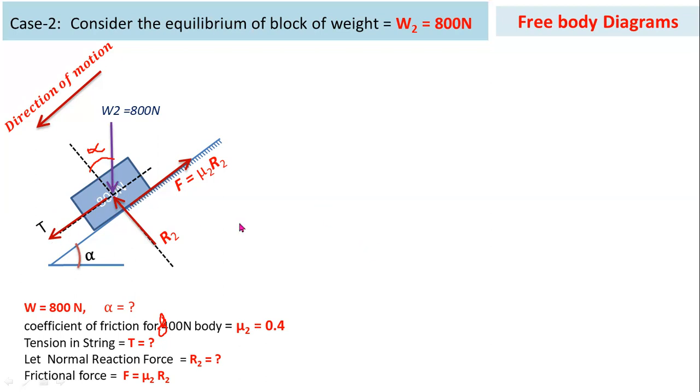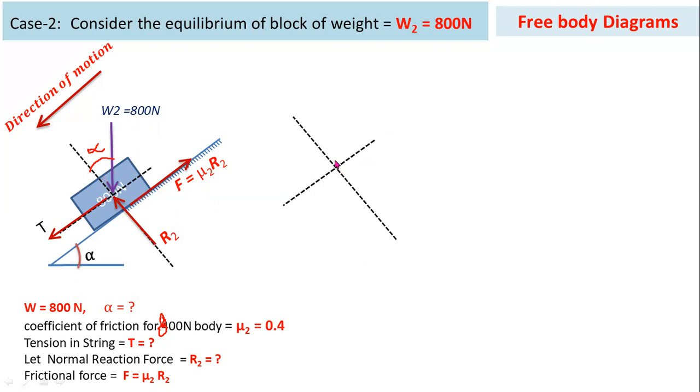First of all, you have to convert this inclined force W into two components. These are the two reference axes. This one is parallel to the inclined plane, and this one is normal to the inclined plane. We can observe this self weight of 800 newtons makes an angle alpha with respect to the normal axis. So you have to convert the 800 newtons into two components, parallel to the inclined plane and normal to the inclined plane.